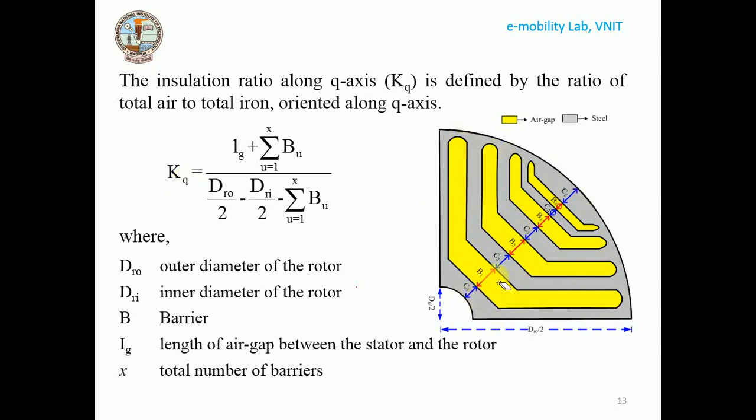So this is the area of air. Here B represents barrier and C represents carrier. So this is B1, B2, B3, B4. The summation of all this area divided by the iron part, where DRO is the outer diameter of the rotor, DRI is the inner diameter, B represents barrier, LG is the length of the air gap provided between the stator and the rotor, and X stands for the total number of barriers present here.